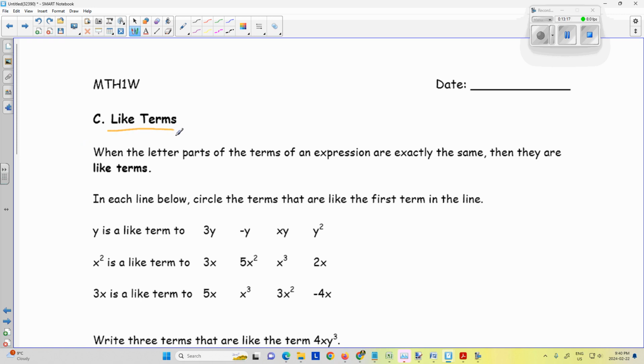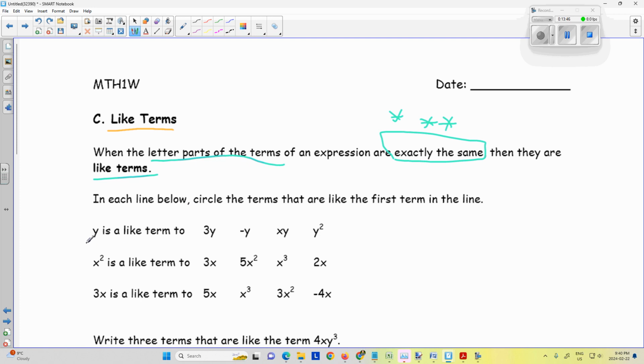So here we're looking at like terms. So we've got to know what a like term is. When the letter parts of the term are exactly the same, that's an important piece. They need to be exactly the same. Then they are like terms. So in each line below, we're going to circle the terms that are like the first term in the line.